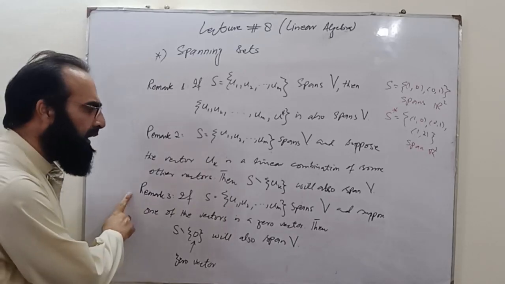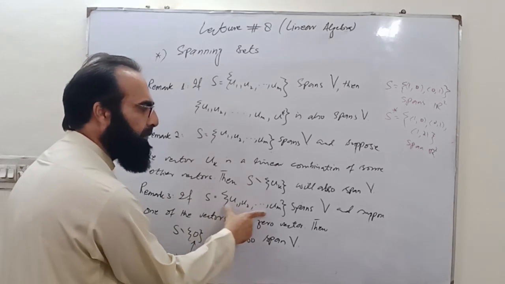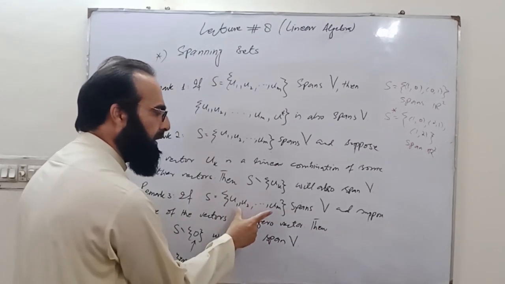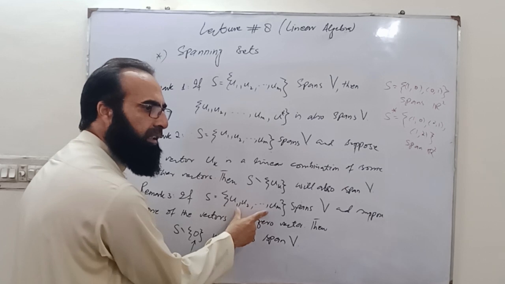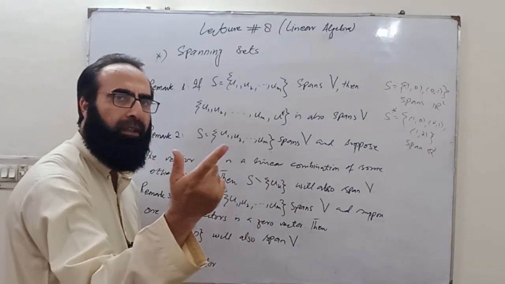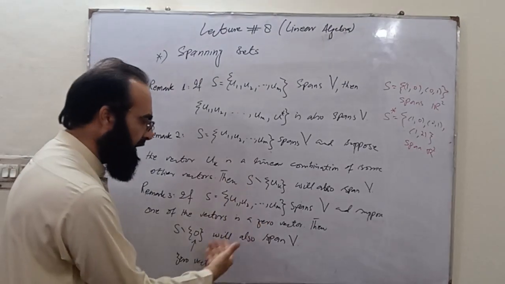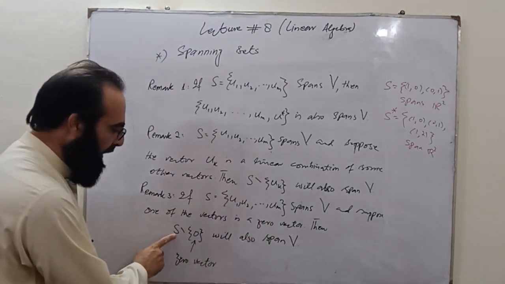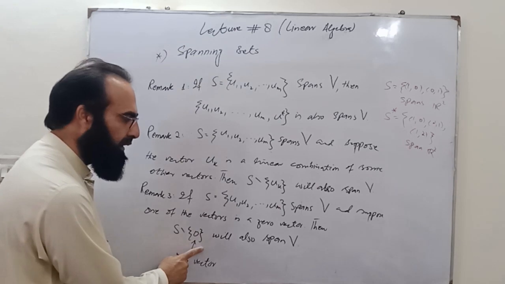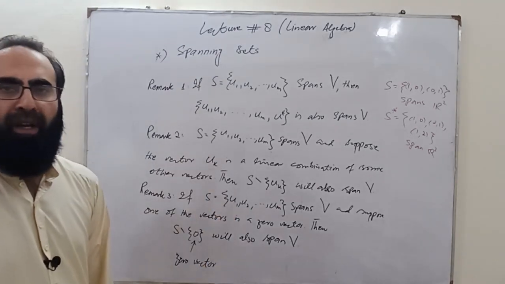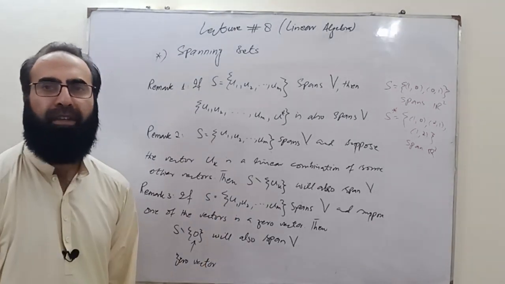In the third remark, if this collection spans V and if this collection contains a zero vector, then you can also remove the zero vector from the spanning set. The new spanning set will be S minus the zero vector, and that new collection will also span the same vector space R cube.